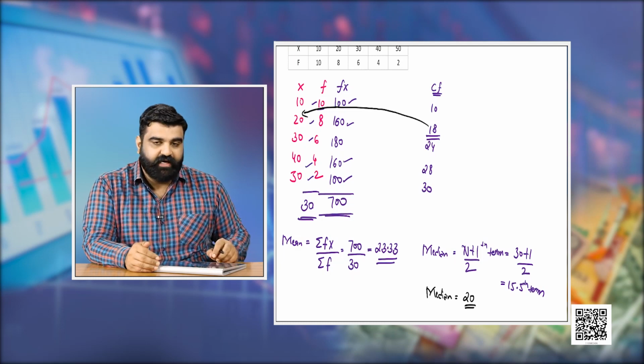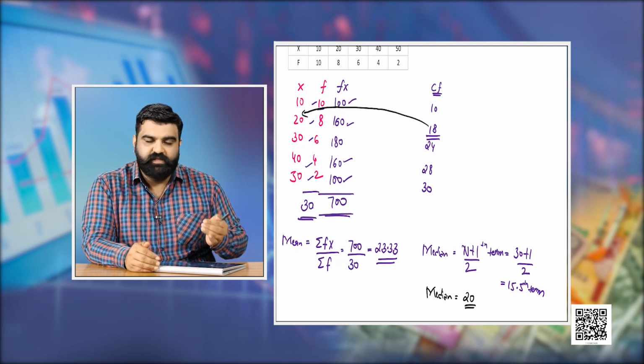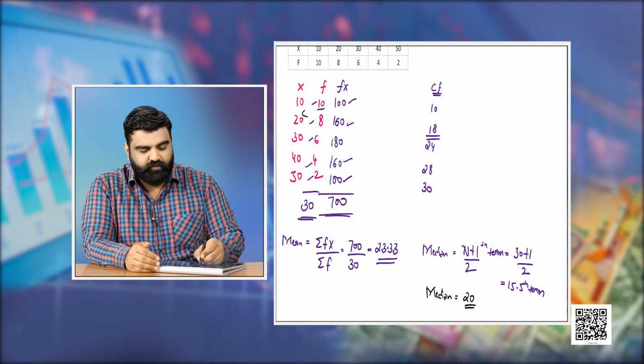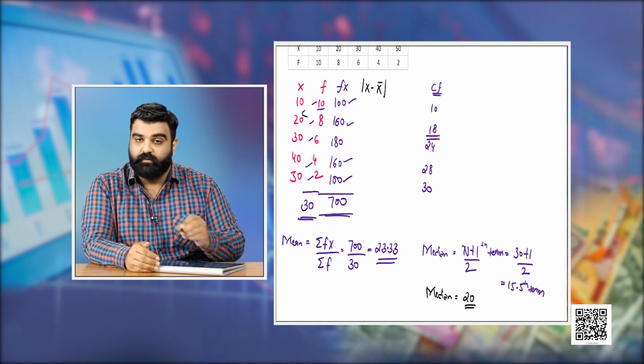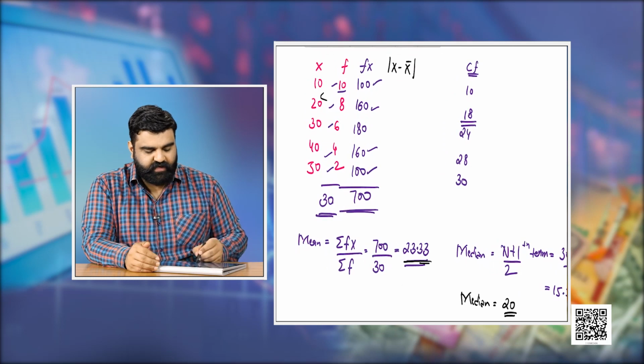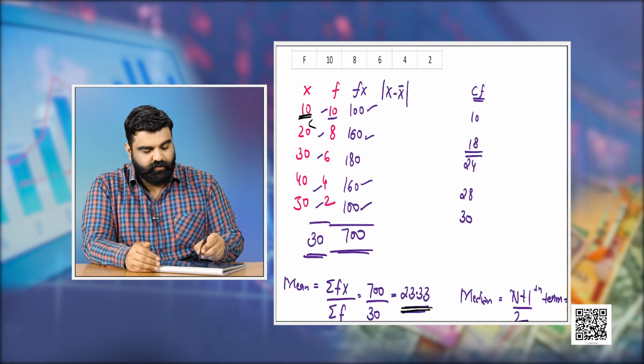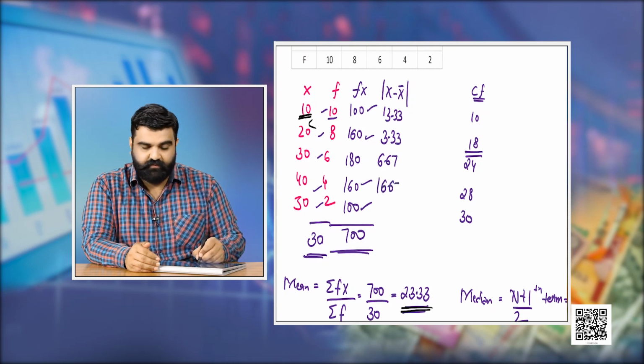Now, let us calculate the mean deviations from mean and mean deviations from median. To calculate this, we will first have to find out the difference between x and mean. So, we have 23.33 as the mean and I have 10 as the x. So, we will have 13.33, 3.33, then we have 6.67, 16.67 and finally, we have 26.67.